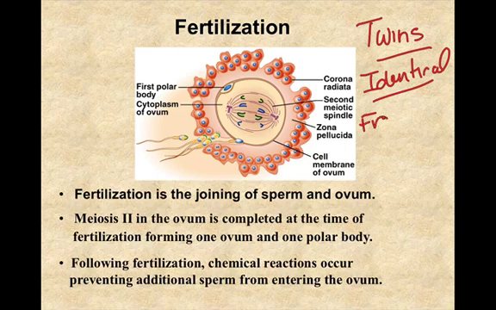Fraternal twins are two separate eggs. So instead of the female releasing one egg, she releases two eggs, and both of those eggs then are fertilized separately. So in identical twins, once again, the fertilized egg splits. In fraternal twins, there are two separate eggs that are fertilized.